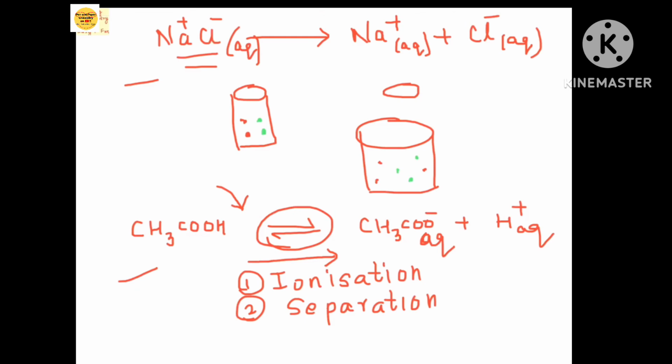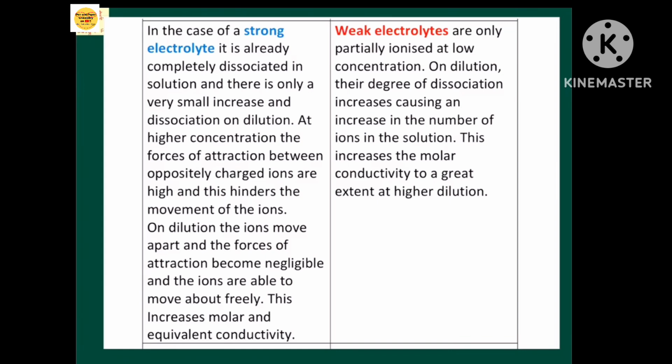Would you like to note down these differences? So here again I have tabulated it for you. We have the first column explaining the variation in the molar conductivity of a strong electrolyte and that of a weak electrolyte. In the case of a strong electrolyte, it is already completely dissociated in solution, and there is only a very small increase on dilution. At higher concentration, the inter-ionic forces of attraction are very high, whereas on dilution these inter-ionic forces are reduced and these ions are free to move about, causing an increase in molar conductivity.